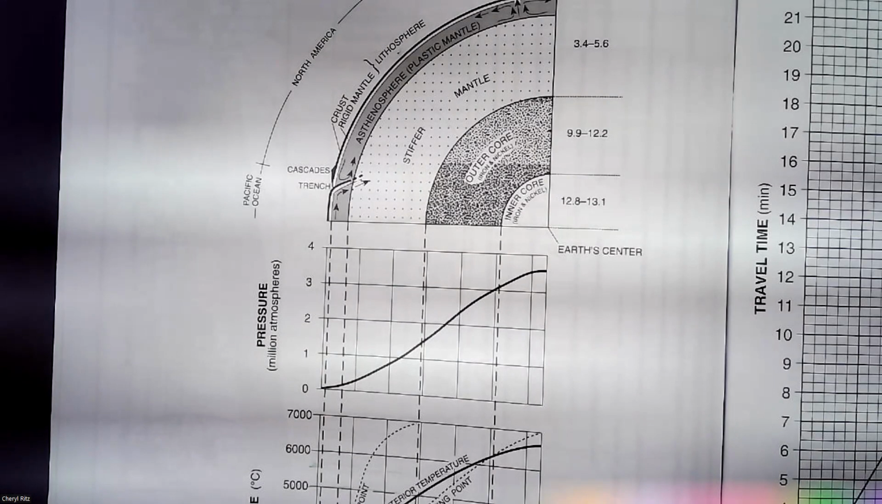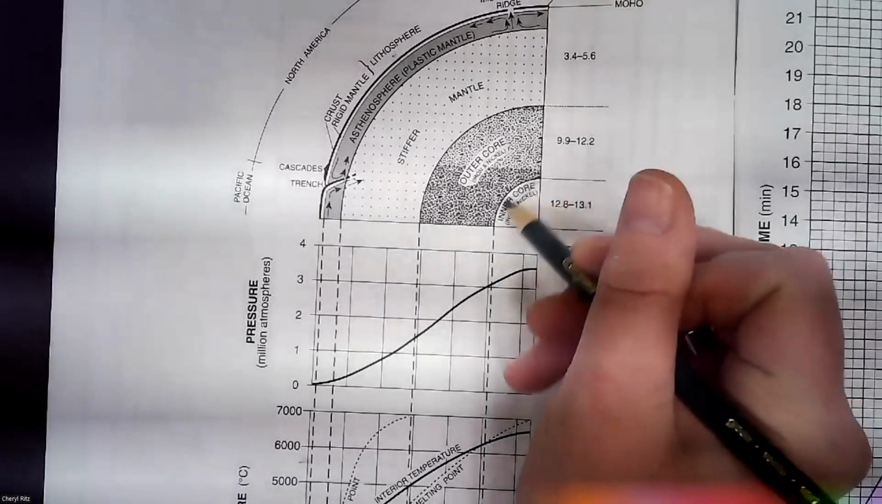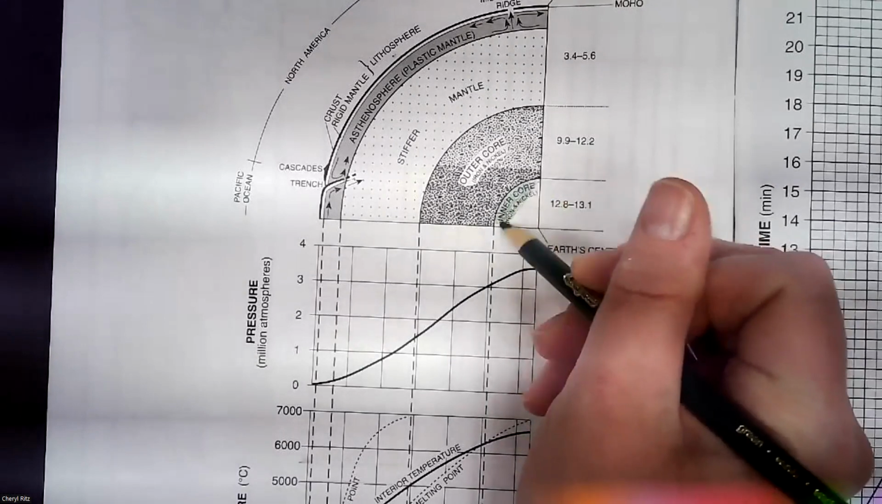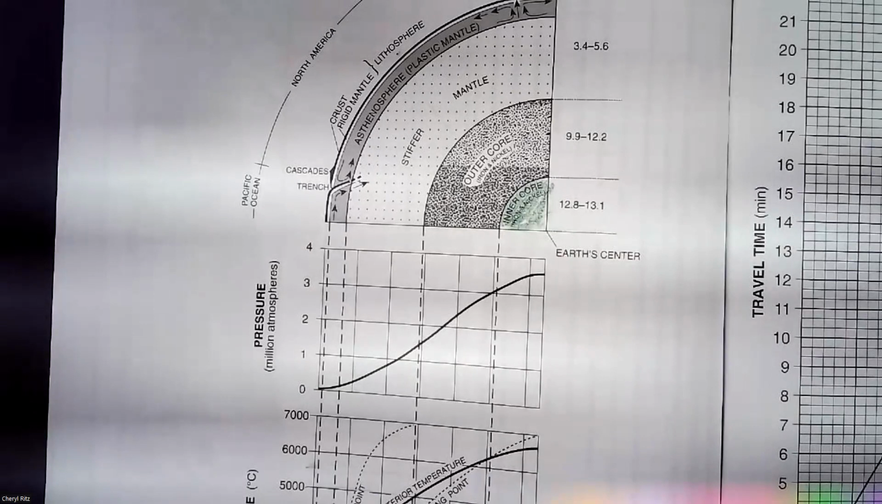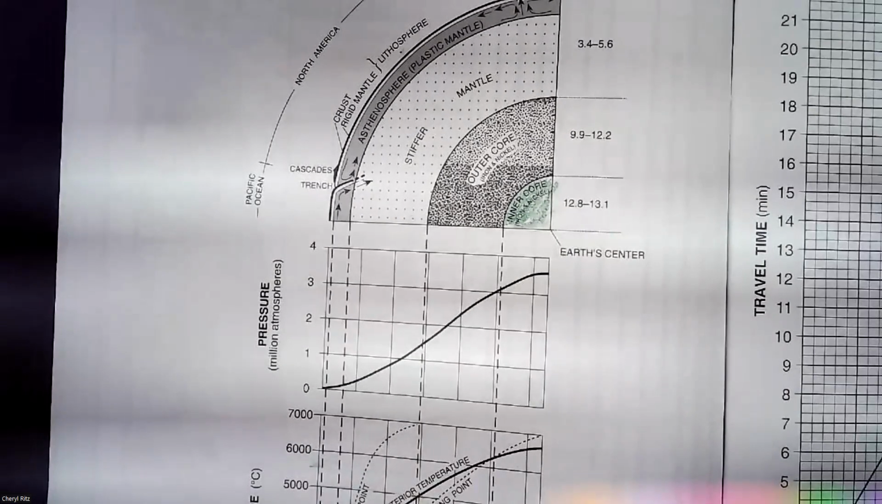So you grab your, I'm going with green. I'm going to color my inner core green. By the way, don't color so darkly that you can't see underneath it. We do need to see the words that are under there. So this is the inner core. Did you notice that you colored anything important?